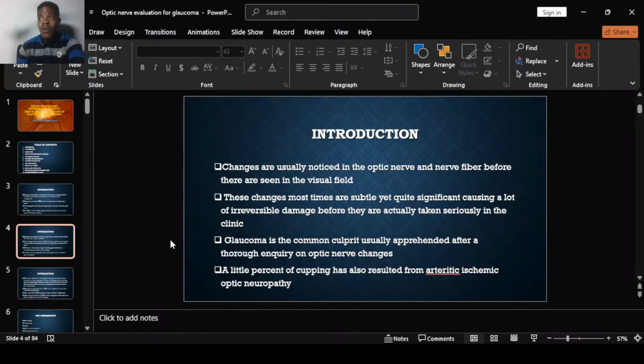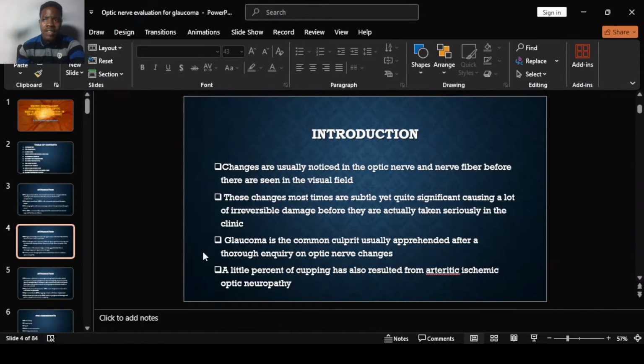So this is why OCT remains the gold standard in glaucoma management, because there are a lot of changes that go on that ophthalmoscopically we might not be able to get a detailed overview of. But when we send for OCT, we can see them well. But by the way, we still need to do our ophthalmoscopy, and there are some changes we need to also note. So glaucoma is a common culprit, usually apprehended after a thorough inquiry on optic nerve head changes.